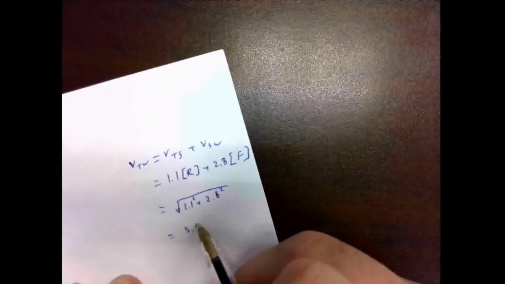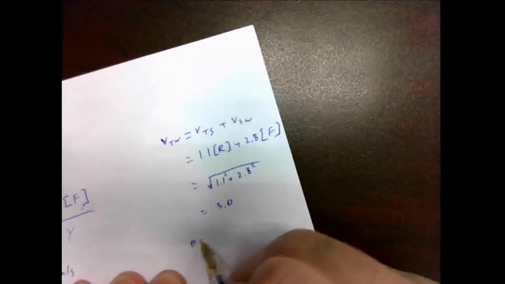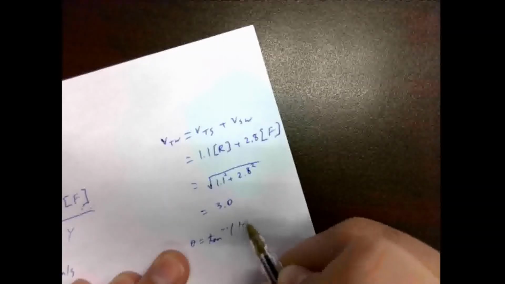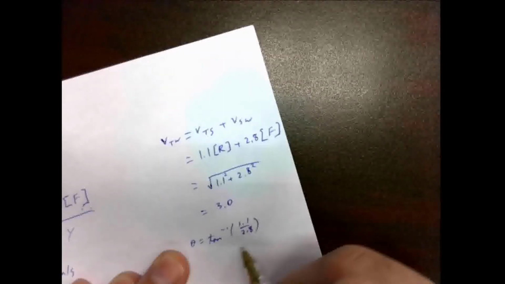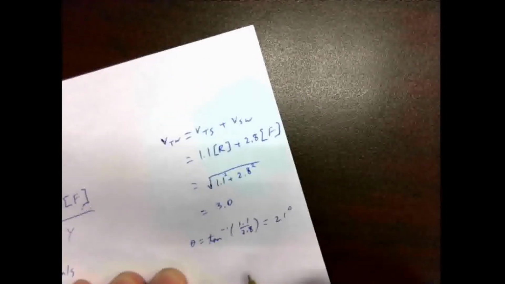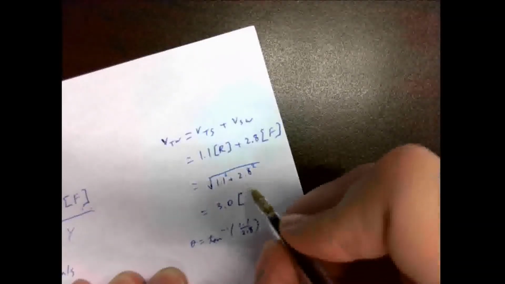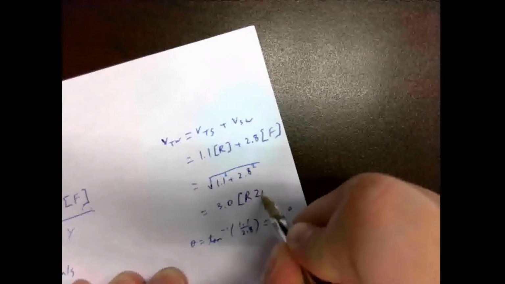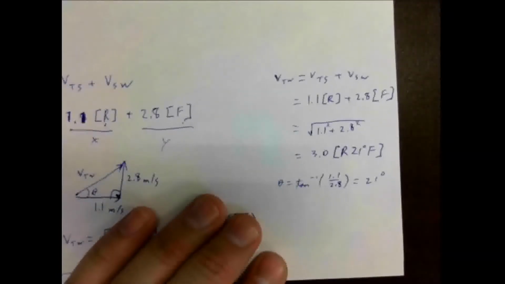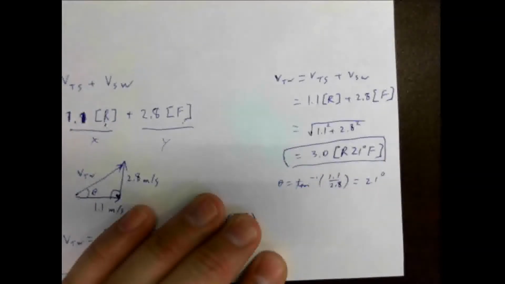We'll end up with 3.0, and then you'll need to do a quick little side calculation: the inverse tangent of 1.1 over 2.8. That equals 21 degrees. And going back here, you can write that in. It is right 21 degrees forward. And I will box that solution.